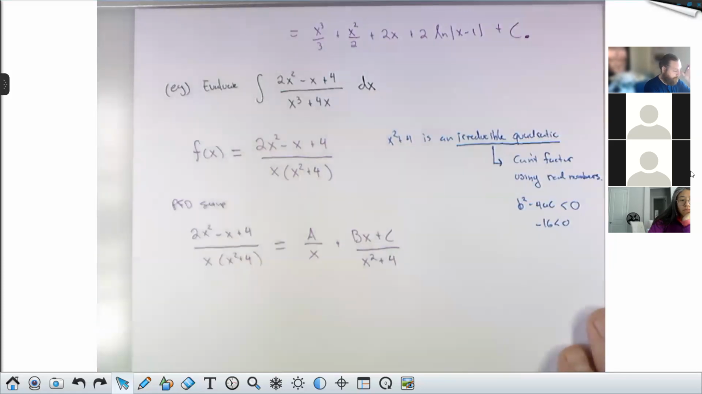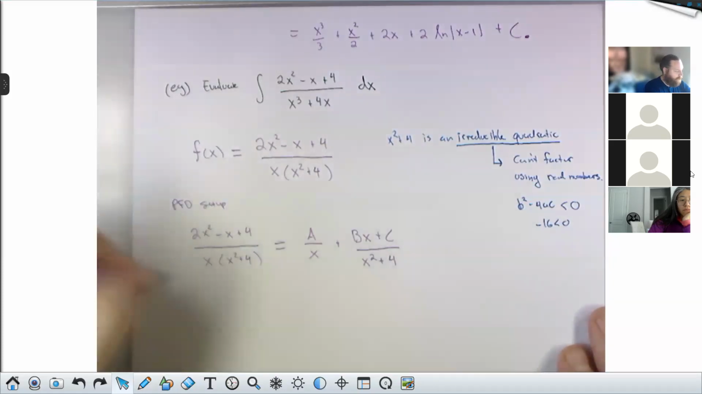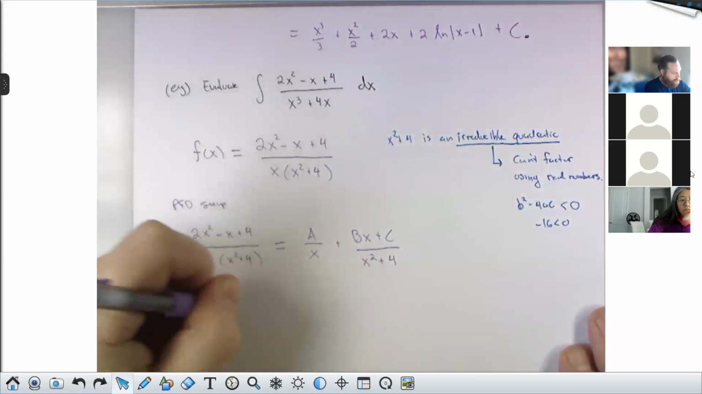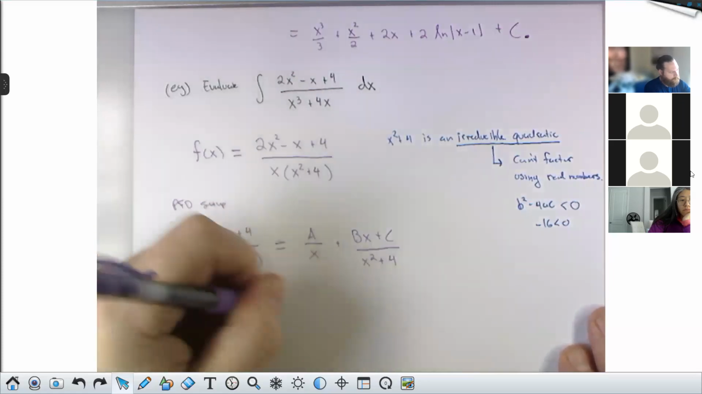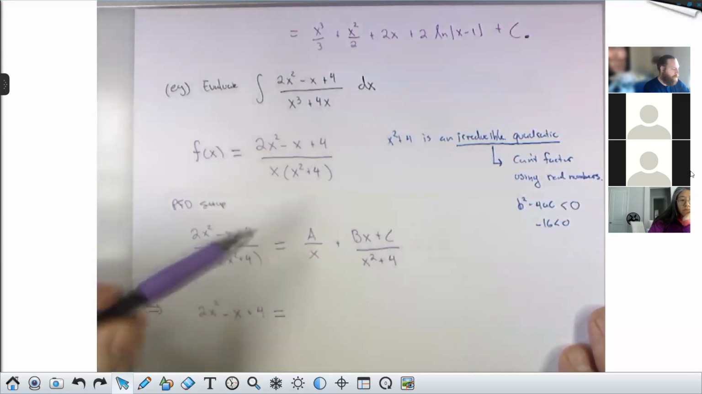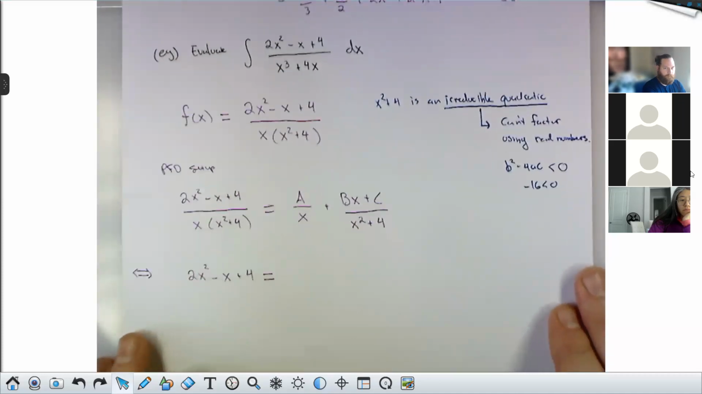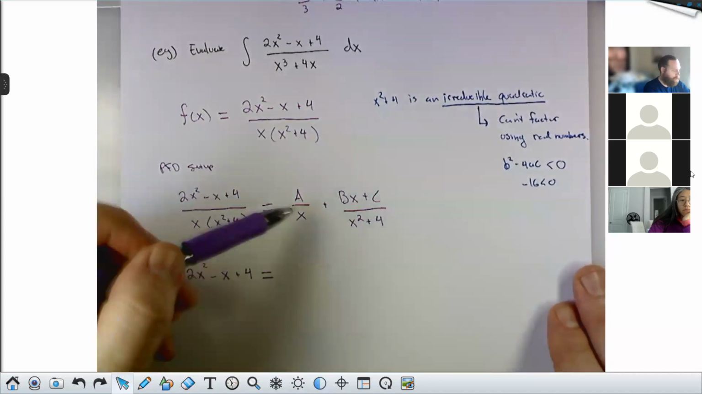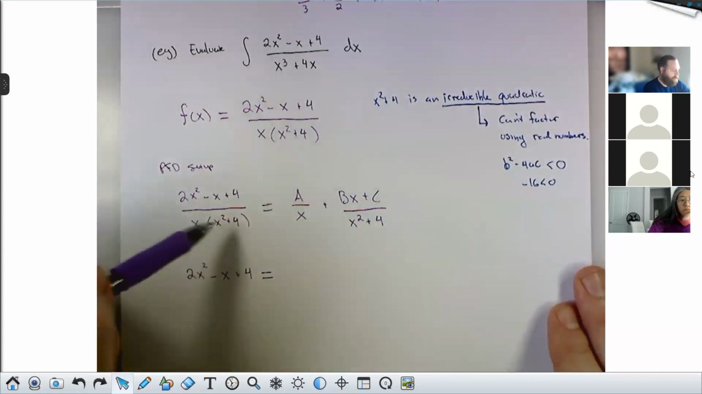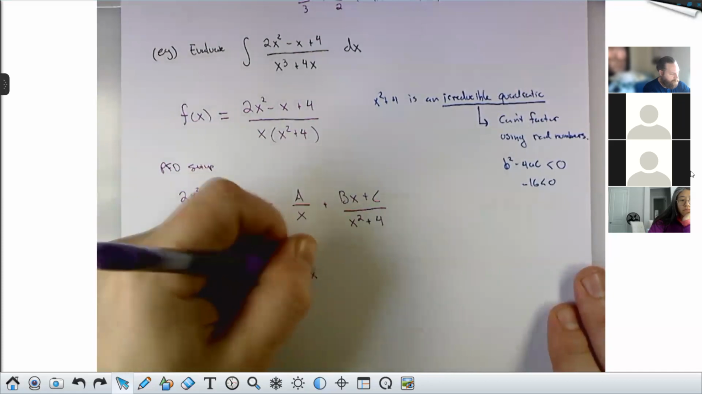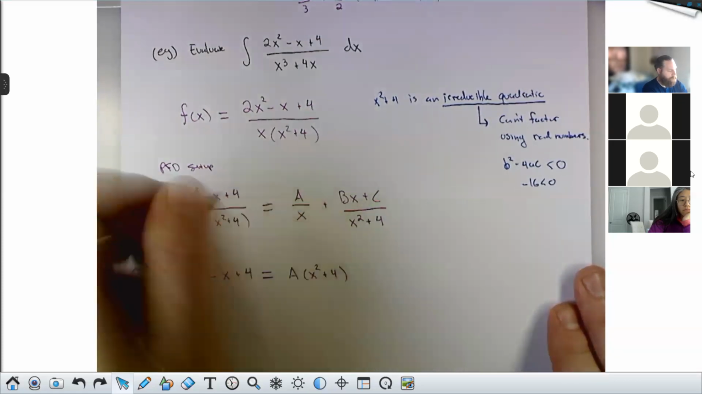All right. Next step is to clear out the denominators. So I'll have 2x squared minus x plus 4 on the left. I'm multiplying everything here by x times x squared plus 4. That's what we're doing. When I multiply a over x by x times x squared plus 4, the x's cancel and you get a times x squared plus 4.